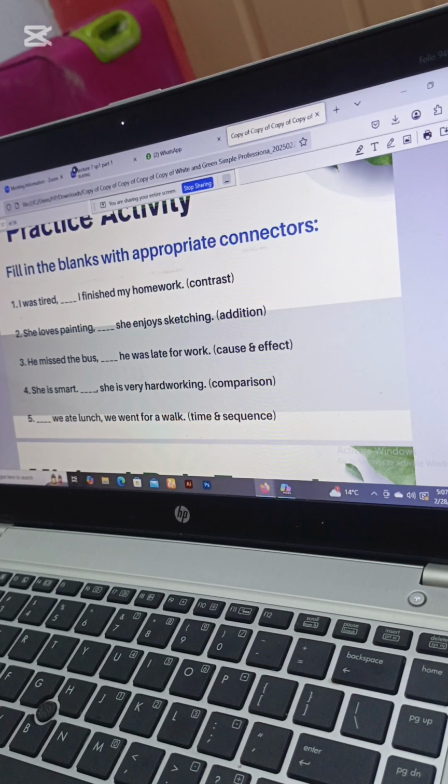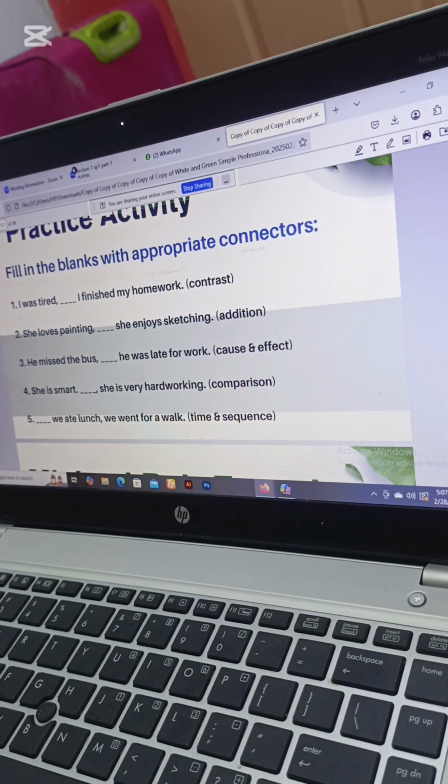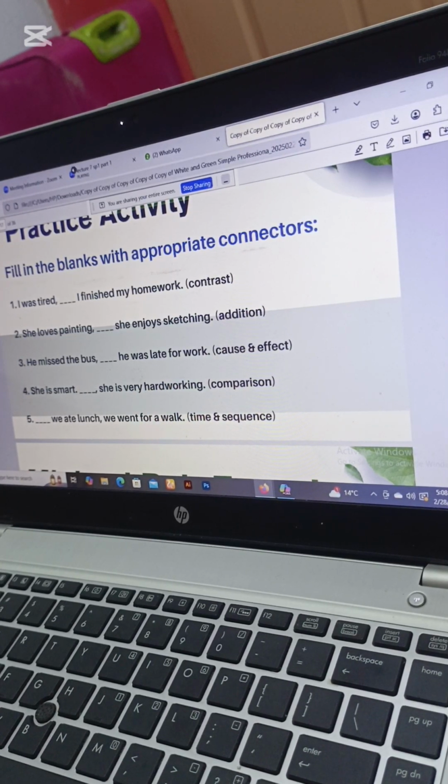This has an effect. He missed the bus. He was late for work because... because he was late for work. So don't say cas, say cause. I'm not talking about because, I'm talking about the word in the brackets. Say cause. Yes, cause and effect. What about number four?